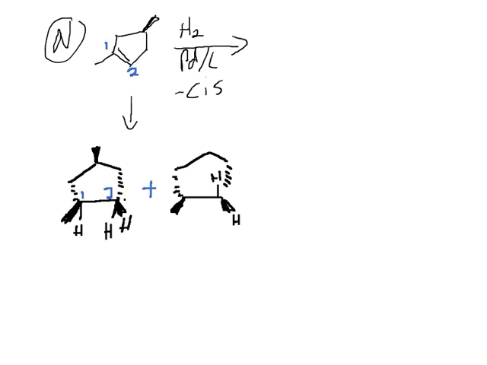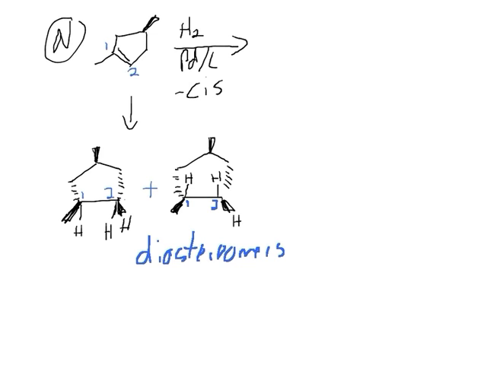So the H's could have come from the top side, too. But because this carbon is already a stereocenter, that causes this new stereocenter on carbon 1, which can form a mixture of R and S, so we form diastereomers here. Which of course means one stereocenter is the same, so this carbon's stereocenter is the same, and one is different. And then we form a mixture of diastereomers.